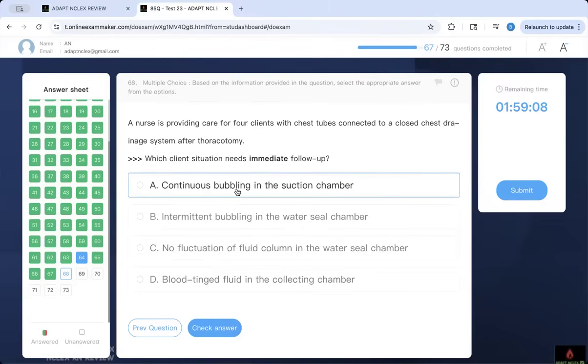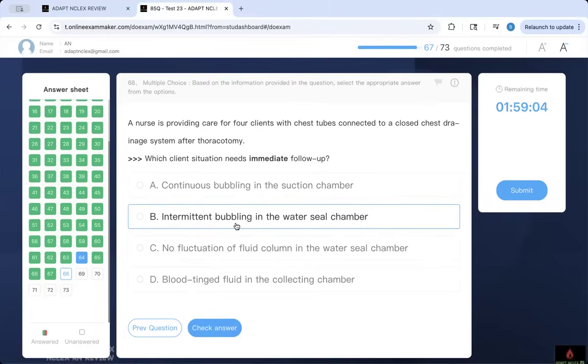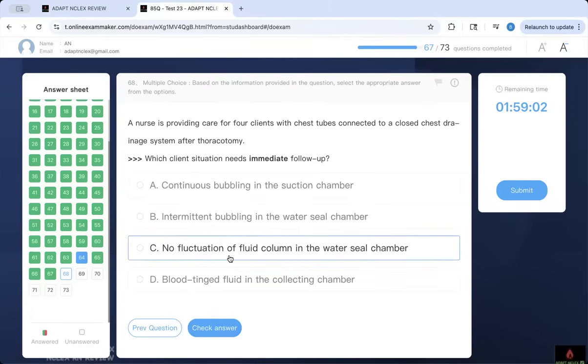So continuous bubbling in where? Suction chamber. Intermittent bubbling in where? Water seal chamber. No fluctuation of fluid column in the water seal chamber, and blood thin fluid in the collecting chamber. Which of this is normal? That's all.